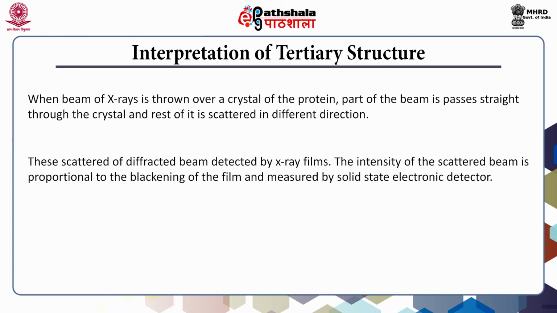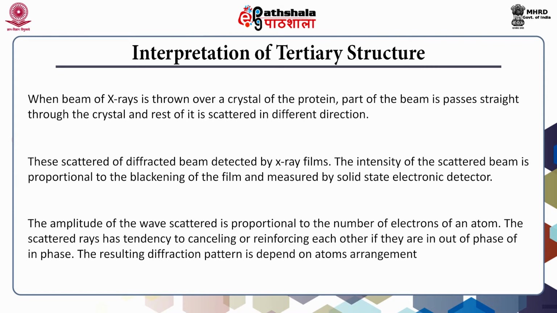These scattered or diffracted beams are detected by X-ray films. The intensity of the scattered beam is proportional to the blackening of the film and measured by a solid state electronic detector. The amplitude of the wave scattered is proportional to the number of electrons of an atom. The scattered rays have a tendency to cancel or reinforce each other if they are out of phase or in phase. The resulting diffraction pattern is dependent on atom arrangement.